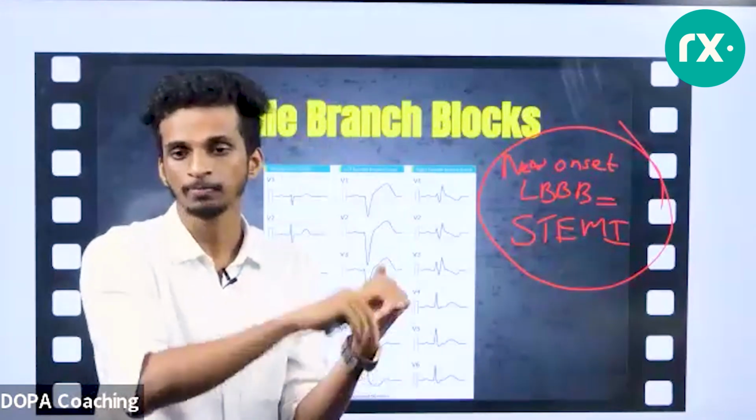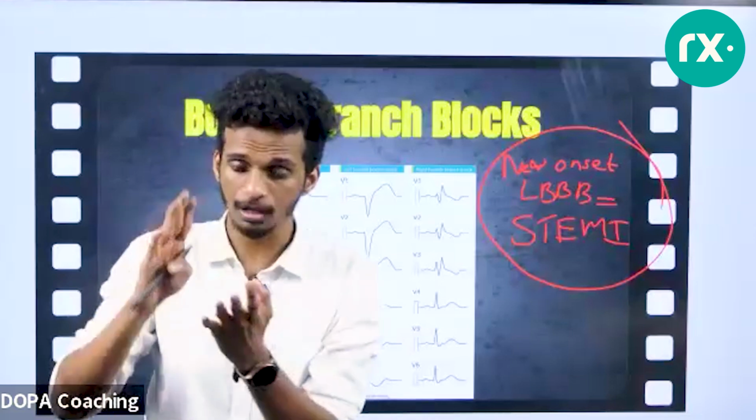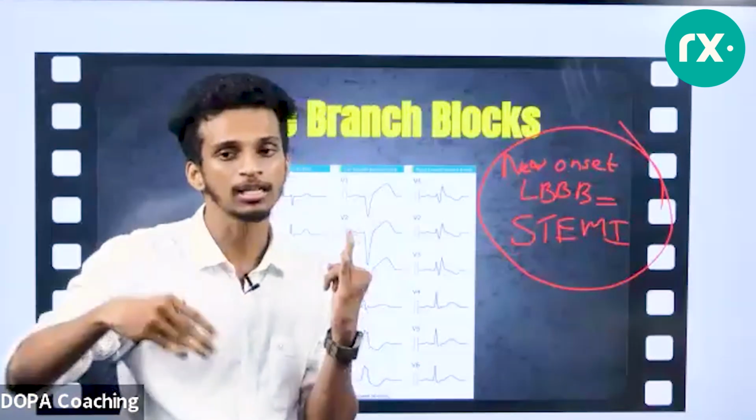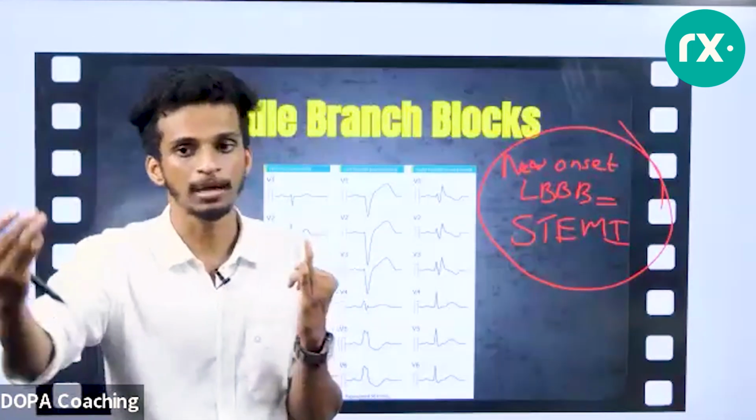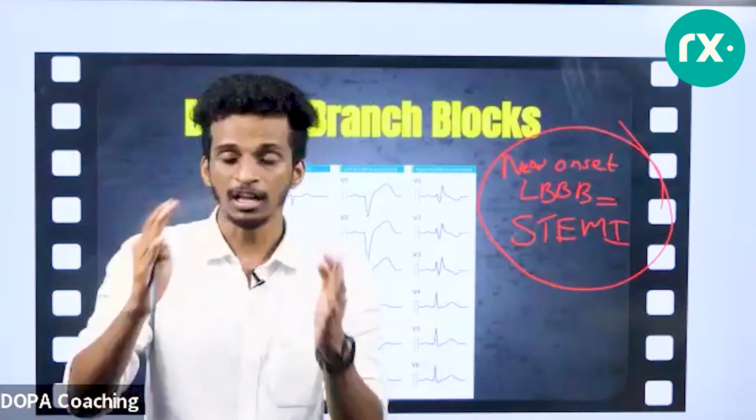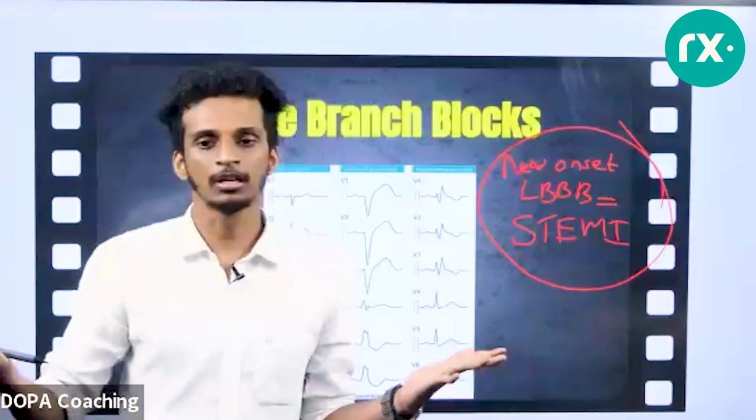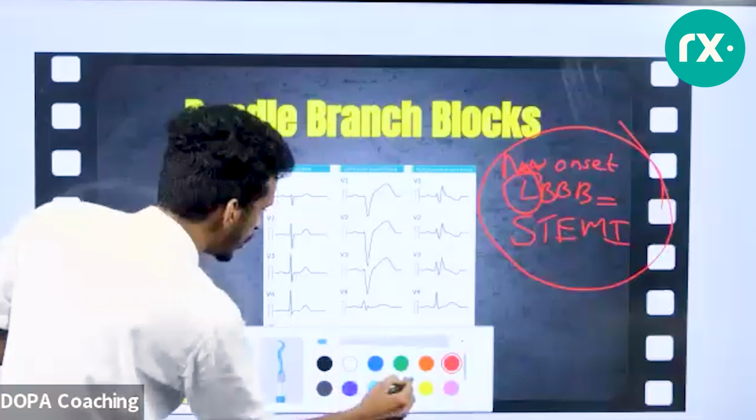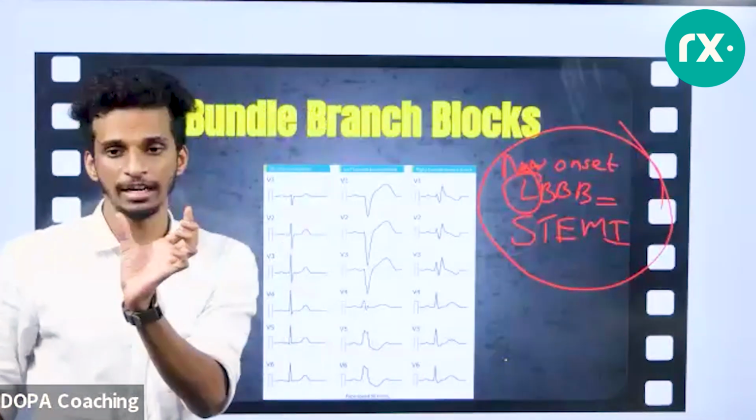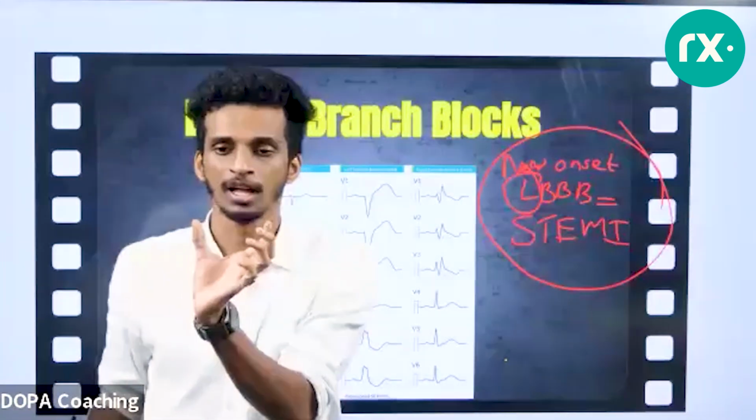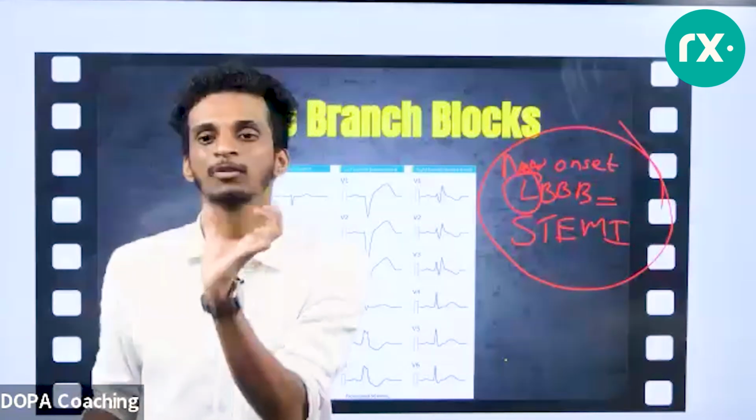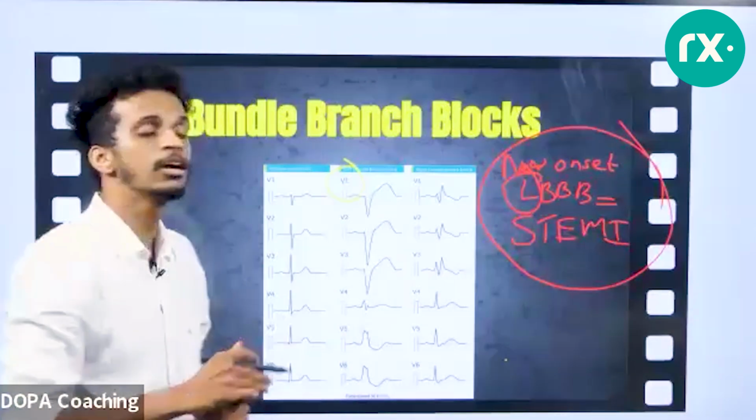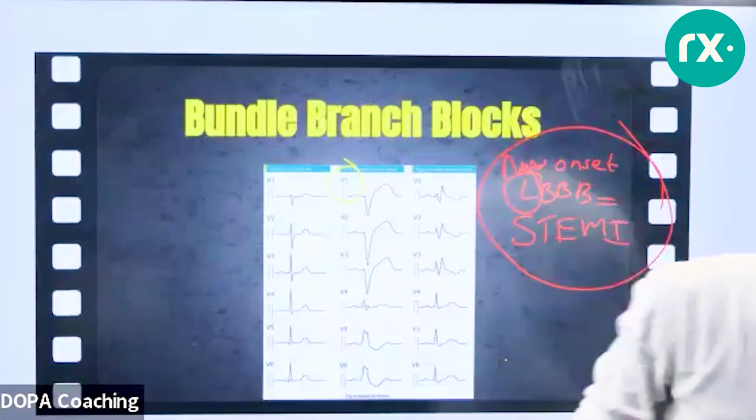There can be first degree AV block, there can be second degree AV block, and second degree AV block is further classified as type A and type B. Type A is called Wenckebach phenomenon, and we have the third degree AV block. AV blocks have their significance, but bundle branch blocks, especially left bundle branch block, are very important. So in bundle branch block, whenever you suspect it, I'll tell you when you should suspect bundle branch block, a single lead to look onto is lead V1.